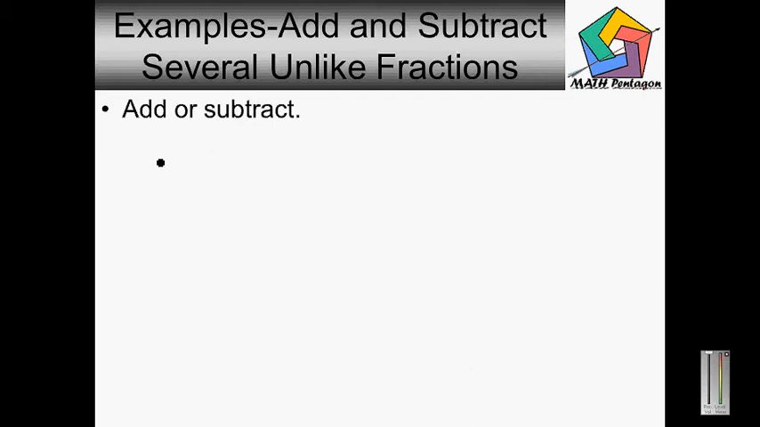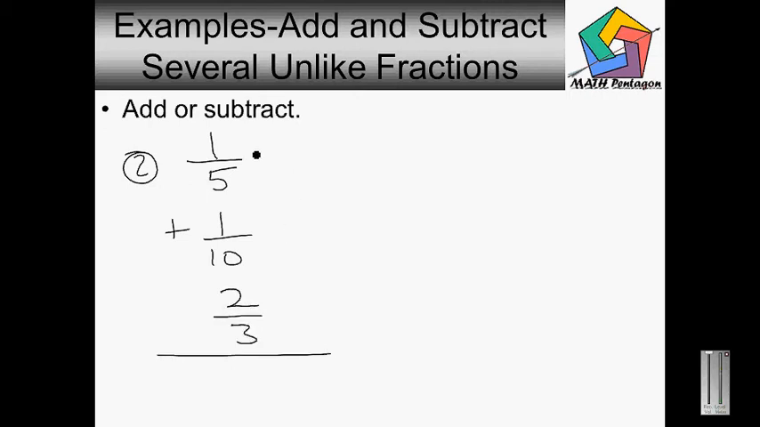Okay, let's do another example when we add three fractions. So we have, let's see, our second example, 1 over 5 plus 1 over 10 plus 2 over 3. And we got to find the lowest common denominator between the three fractions. So we have 5, 10, and 3.